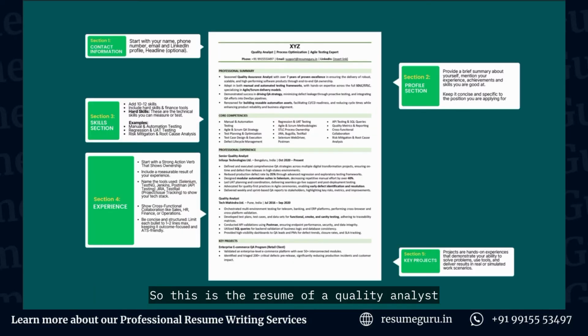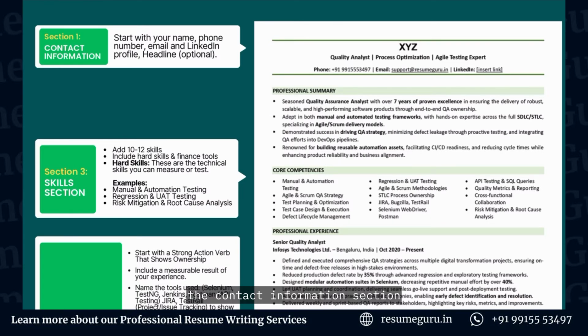So this is the resume of a quality analyst. We have removed any private information to ensure privacy. So we'll start with the top section, which is the contact information. In the contact information section, you mention things like your name, the title, where you can mention things like quality analyst, process optimization, agile testing expert to immediately grab the recruiter's attention. Then you mention things like your phone number, email address, and even LinkedIn link.